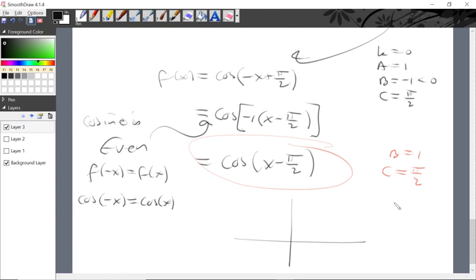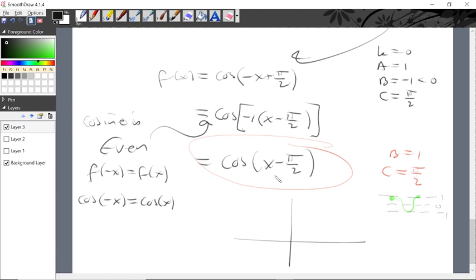It's a positive value of a. It's going to start from a maximum. It's going to end at a maximum. The equilibrium is 0. The amplitude is 1, so the equilibrium is 0, the maximum is going to be 1, and the minimum is going to be -1.